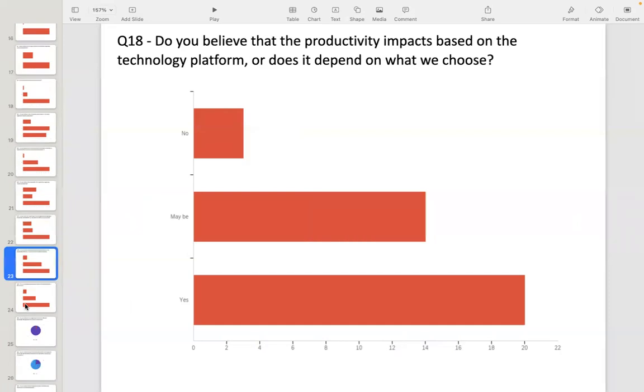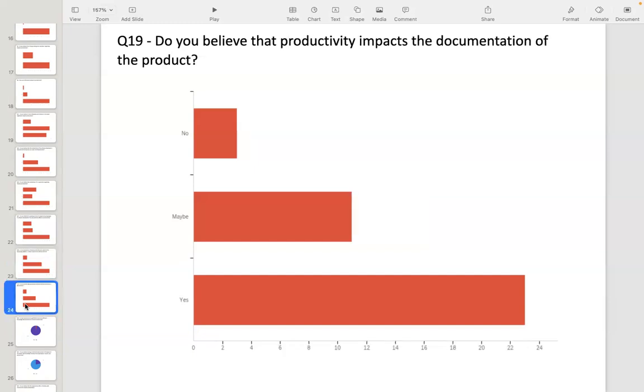Then we added this question. So this is under the project part. This is under the product part of the factor. So we wanted to also see if the technology platform that one is using is impacting their productivity or not. This is a very controversial question.